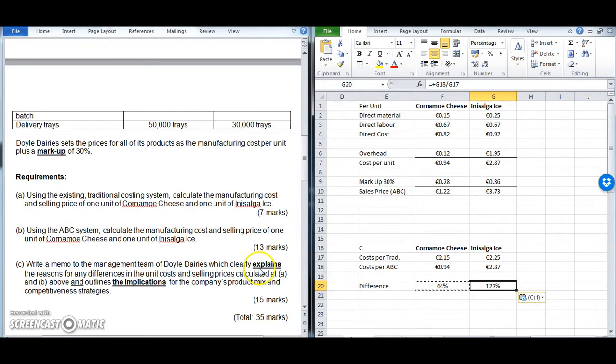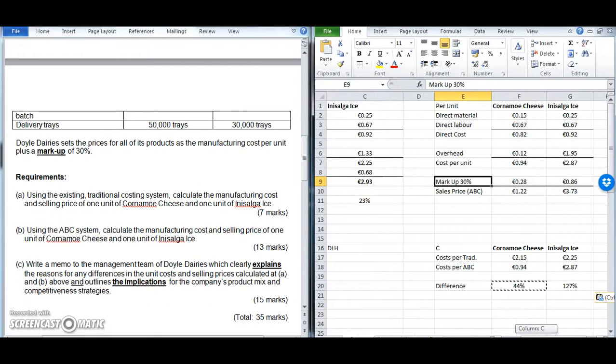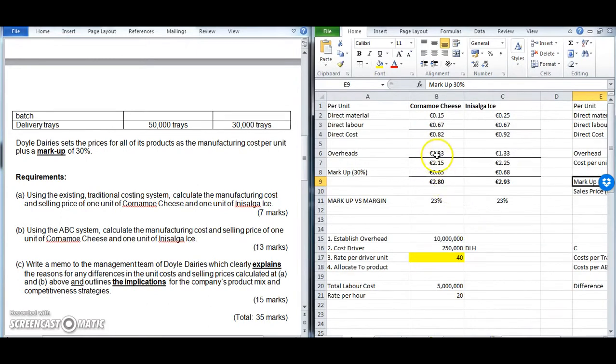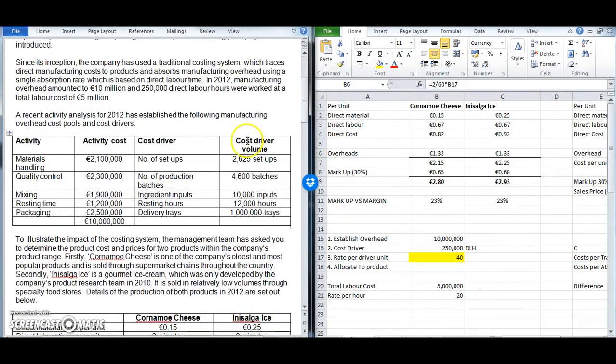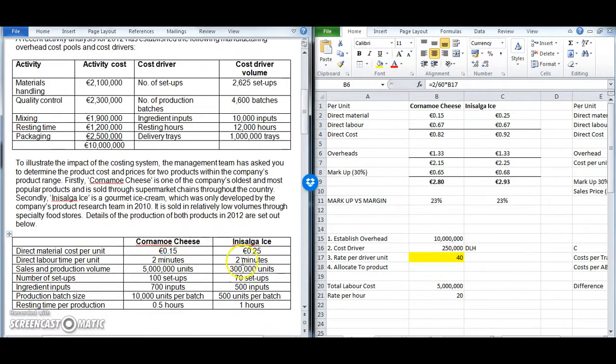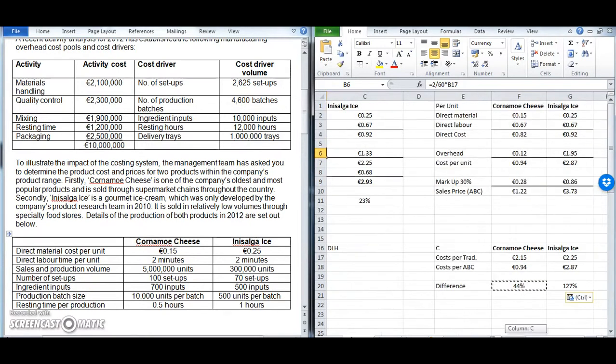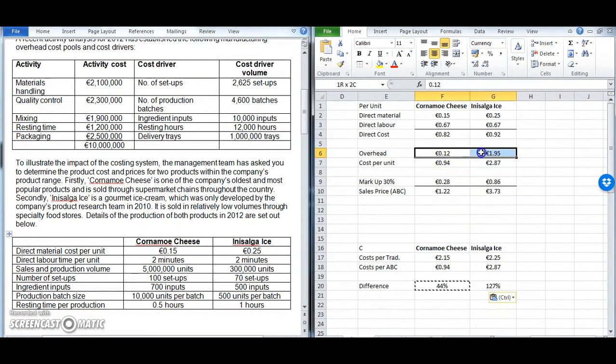That's essentially looking at the difference. Now we want to say, what explains that difference? If we go back and look at how we allocated overheads based on the traditional method, we said every unit is getting the exact same, because they consume direct labour hours in the same proportion, 2 minutes each, so we are allocating them the same overhead. Whereas with the activity-based costing method, there's a wildly different allocation, and good students would bring up that difference, comparing the overhead allocation for the traditional and the ABC method.